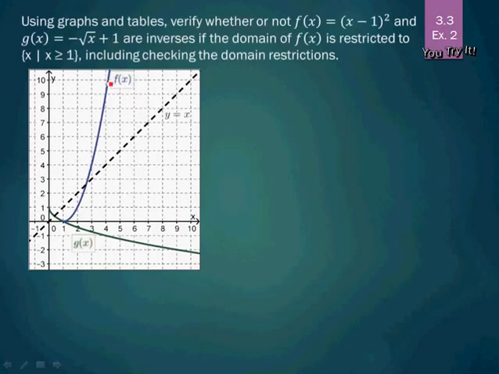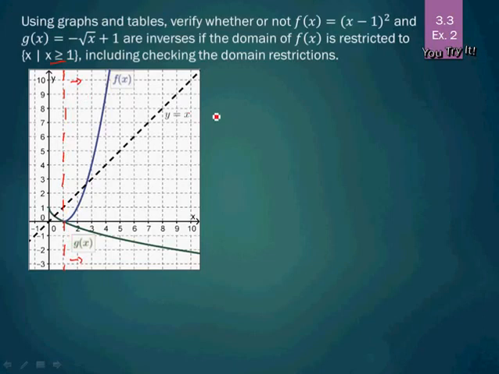So let's first just draw in our domain restrictions on this graph. We see that x has to be greater than or equal to 1, so we can just make a dashed line here when x equals 1. And we know that our domain is on that line or to the right of it.